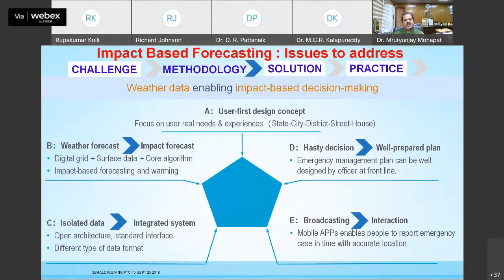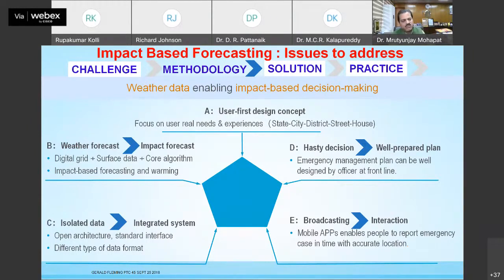If you look at the issues, firstly, there is a challenge. Because you are shifting from simple forecasting to impact-based forecasting, then comes the methodology. The methodology differs from country to country and over the period of time. Then you need some kind of solution towards the decisions, and you have to practice whatever you introduce operationally. So the objective is that the weather forecast is converted to an impact forecast, which will help move from a hasty decision to a well-prepared decision by the disaster managers.